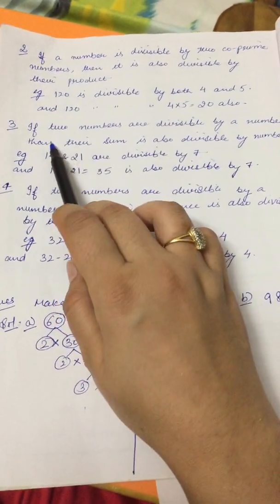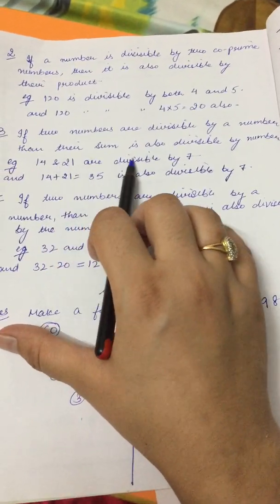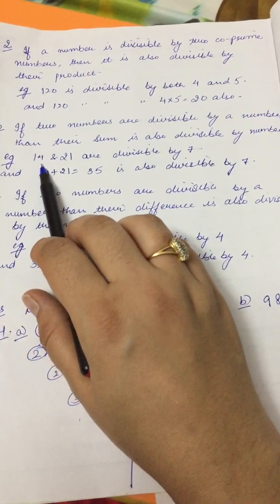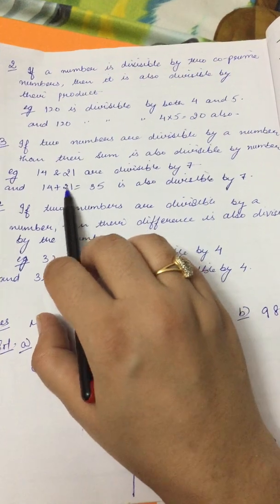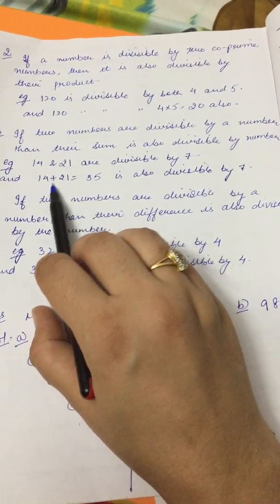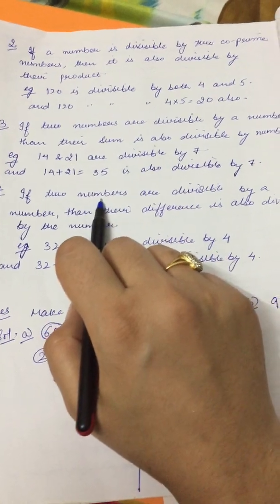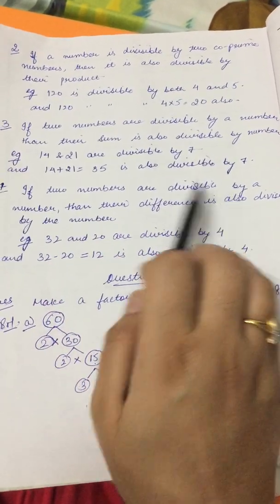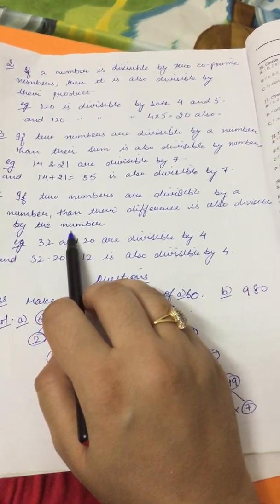Third point is, if two numbers are divisible by a number, then their sum is also divisible by that number. For example, 14 and 21 are divisible by 7. Now 14 plus 21 is 35. So their sum, that is 35, is also divisible by 7. Fourth point is, if two numbers are divisible by a number, then their difference is also divisible by that number.